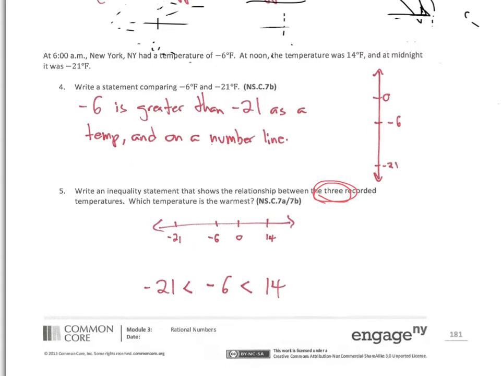So the first thing that I did, actually I left part of the answer out on this one. The first thing I did was I drew a number line. You don't have to draw a number line, but I did one just so I could visualize it, so I could make sure I'm not making mistakes.